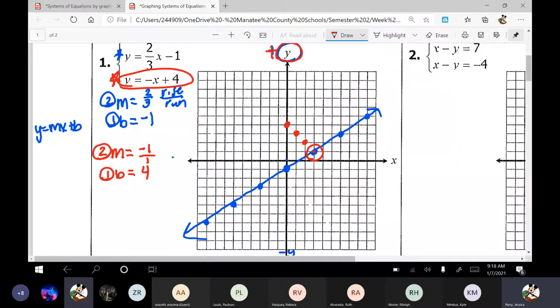And from there, I already know my solution, so I'm not going to draw any more dots. I'm just going to go ahead and draw my line. But if you want to draw more dots, you're more than welcome to do that. Just most importantly, make sure your line goes through the entire graph, all the way through.